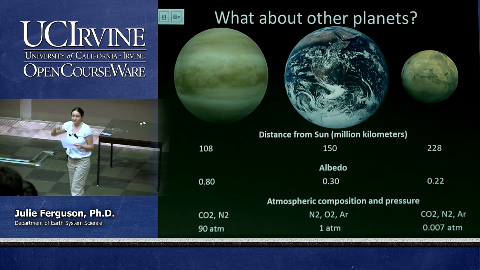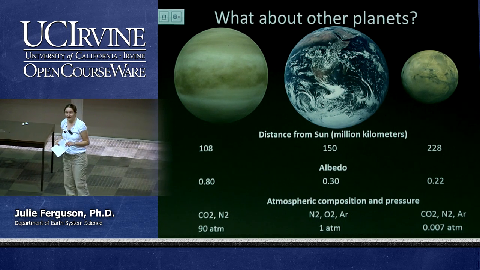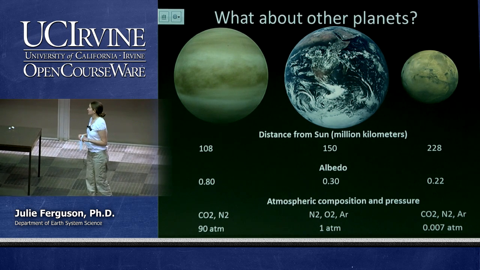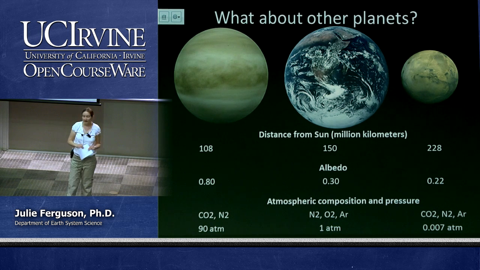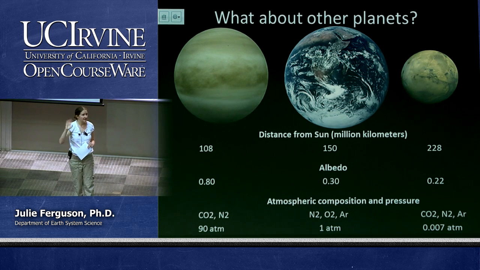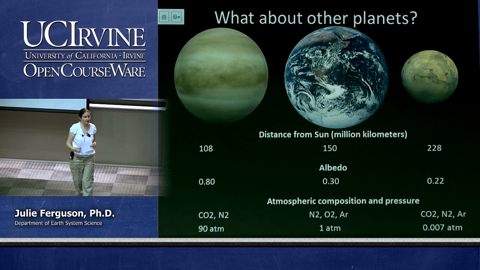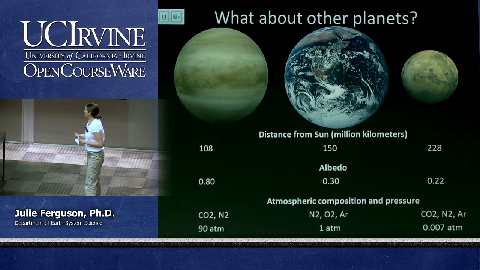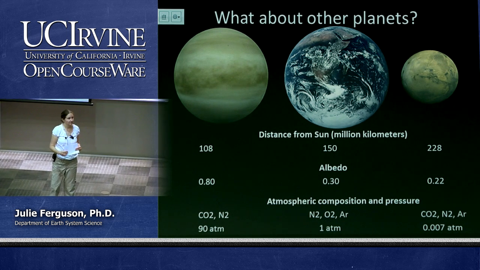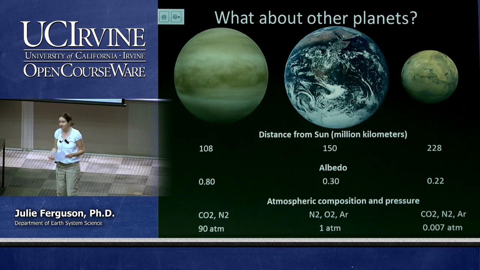So I have lots of information on the board up there. I have the distance that that planet is from the sun. I have the albedo of that planet. Instead of percent, it's in 0.8, but you get the idea. And then I have the atmospheric composition, so the main gases that make up that atmosphere. And I also have the pressure. And the pressure is basically how much gas is in these different places.